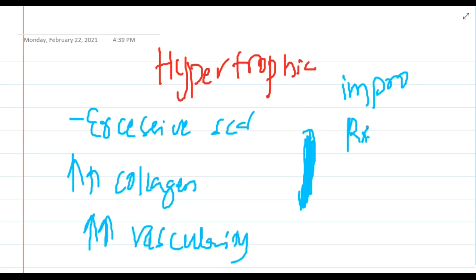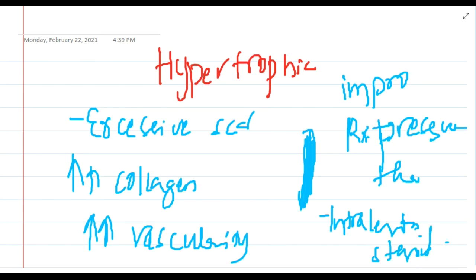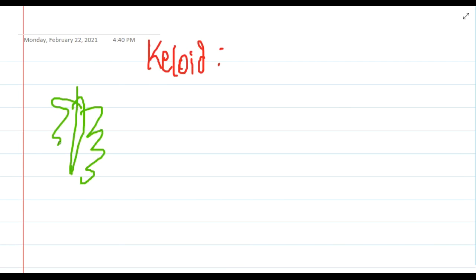Treatment is pressure therapy, and if you want, intralesional steroids can also be given in these patients. So this is about the hypertrophied scar. Then we have the next type of scar, which is called keloid. In this keloid, there is also excessive scar tissue, but this will go beyond the margin of the wound.